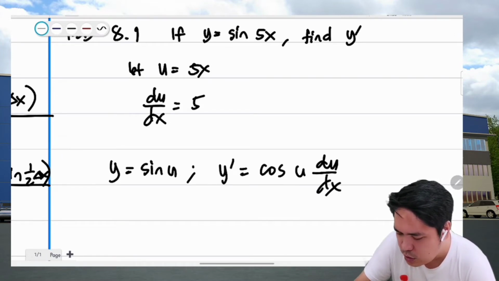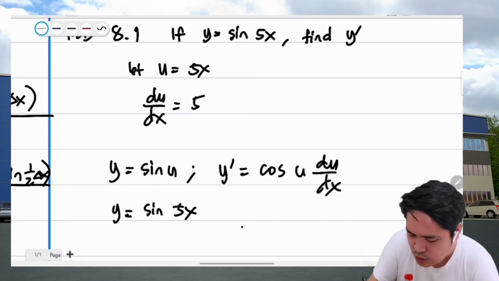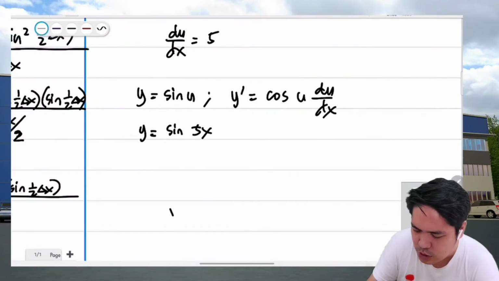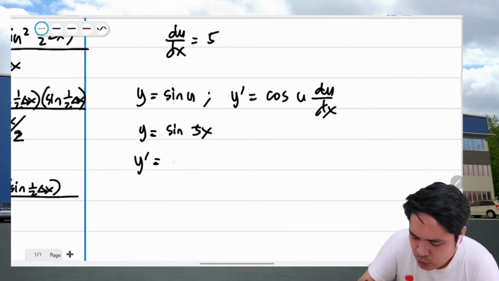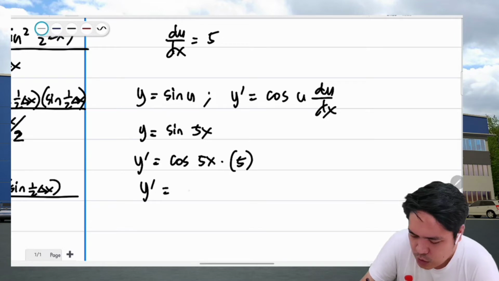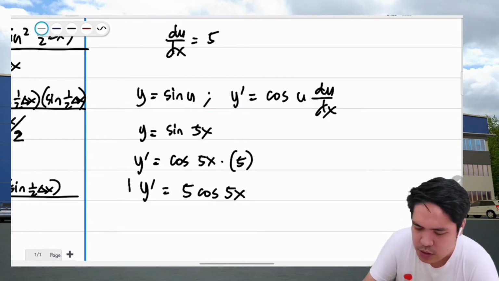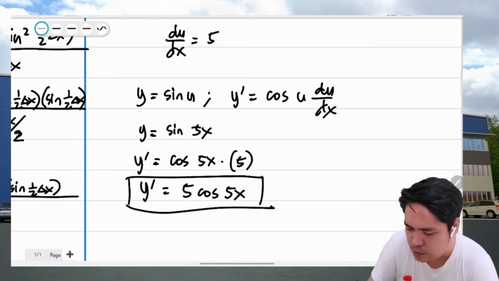So therefore, if y is equal to sine 5x, let's go into detail for now because it's the first one, y prime is just equal to cosine u, which is 5x, times du over dx, which is 5. Or we could rewrite that as 5 cosine 5x. It's that easy. Very easy.